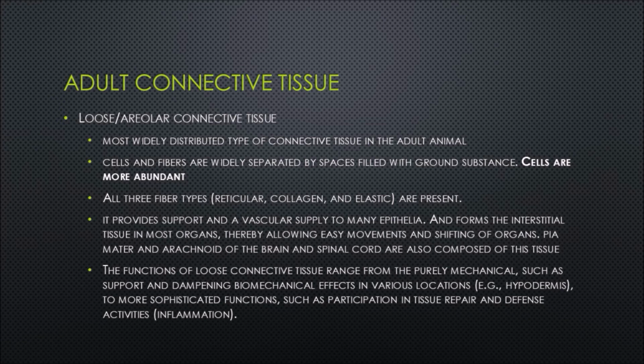This is the most widely distributed type of connective tissue in the adult mammal. In here, cells and fibers are widely separated by spaces filled with ground substance. And in here, cells are more abundant. So it contains all three fiber types, which are reticular, collagen, and elastic. It also provides support and a vascular supply to many epithelia and forms the interstitial tissue in most organs, thereby allowing easy movements and shifting of organs. Pia mater and arachnoid of the brain and spinal cord are also composed of this tissue.